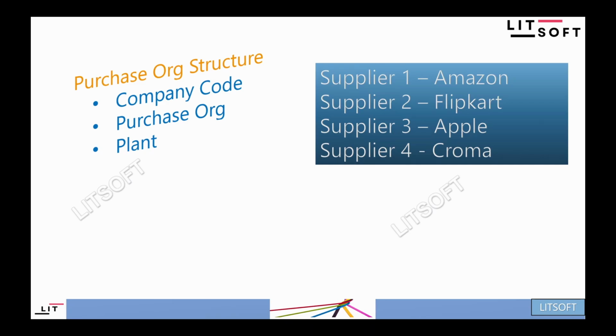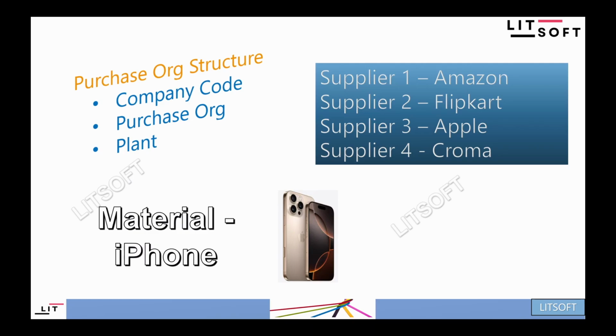In this one, I have identified a couple of suppliers. I want to buy iPhone 16 Pro, and explored Amazon, Flipkart, Apple, and Croma. So these are my suppliers. I would like to purchase from one of them, wherever I will get the best deal.